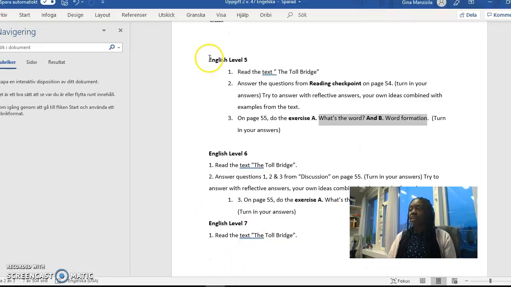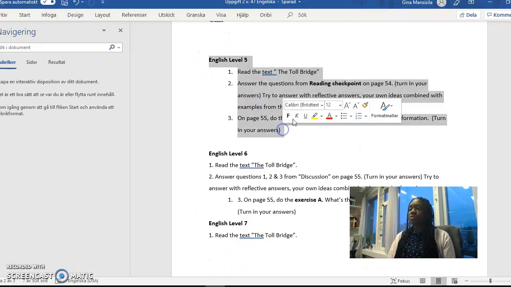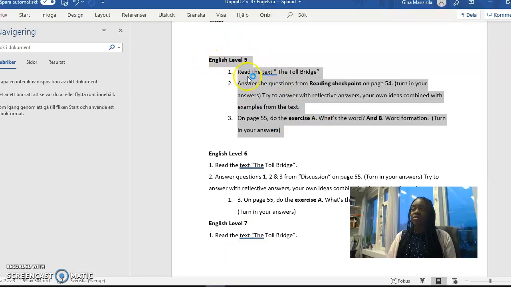So going back again, this is what you're supposed to do if you're in English level 5. Number 1, you read the text. Number 2, you answer the questions from reading checkpoint on page 54. And then number 3, you turn to page 55, you do exercise A, and you also do exercise B. And you turn it all in on one Word document.